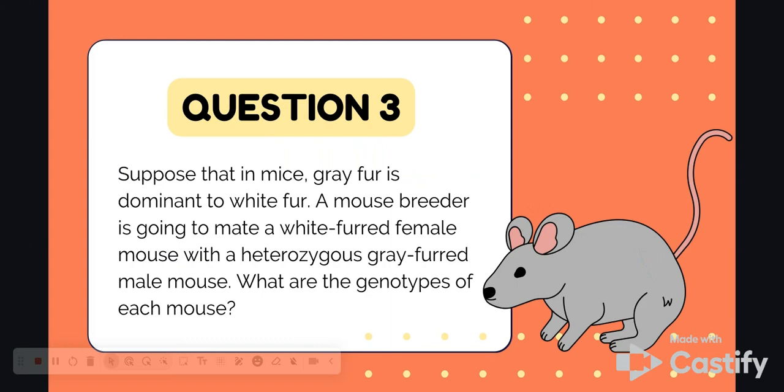Suppose that in mice, gray fur is dominant to white fur. A mouse breeder is going to mate a white-furred female mouse with a heterozygous gray-furred male mouse. What are the genotypes of each mouse?